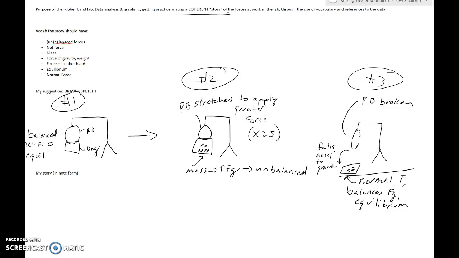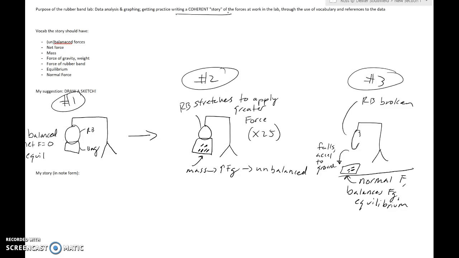Also, it should reference the data. So if you're talking about how much the thin rubber band stretched versus the thick rubber band, and that the thin rubber band had to stretch more, it would be important to call in some of those numbers from our data table. So you could talk about how the thin rubber band stretched 10 centimeters for the first 3 bolts, and the thick rubber band only stretched 2 centimeters. And if you could refer back to the specific data points, that's going to make your argument all the more strong. So this video is going to focus pretty much just on that coherent story.